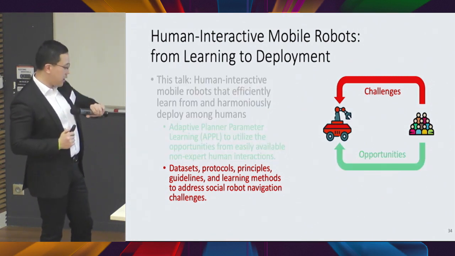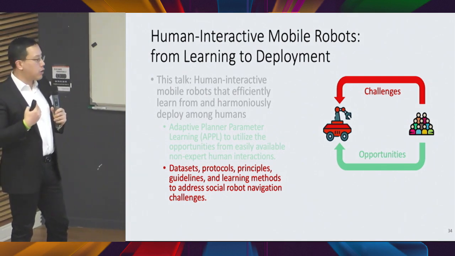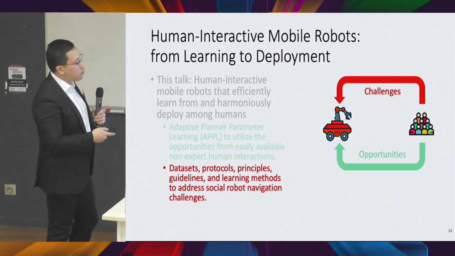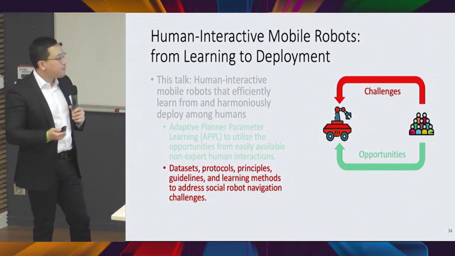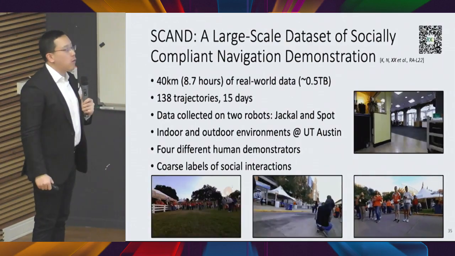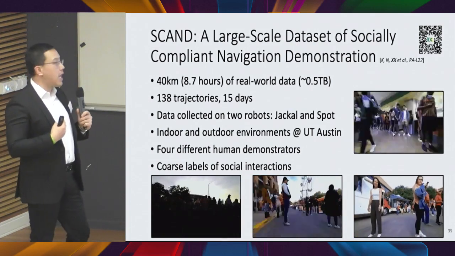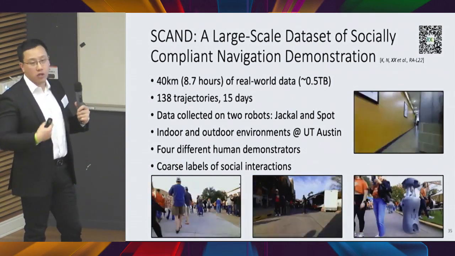So let's quickly jump into the second part of the talk. Here we're going to introduce a few infrastructure pieces and also methods to address the challenges associated with social robot navigation. First, I want to introduce two different datasets we collected so robots can learn from human demonstrations to learn socially compliant navigation.